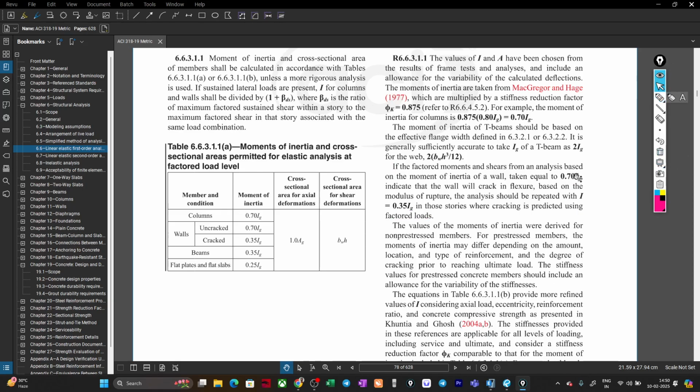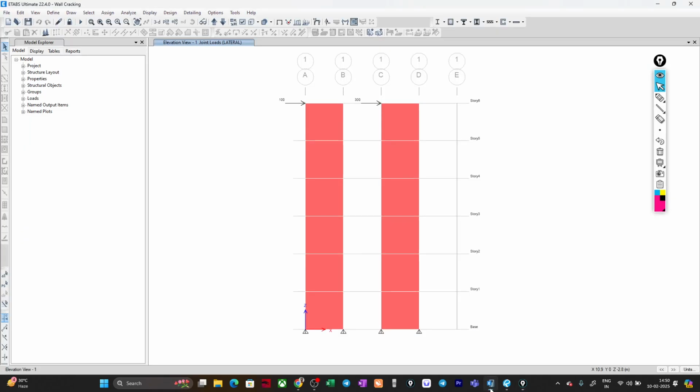First of all, we need to go with the uncracked moment of inertia, which is 0.7 times Ig. Initially, suppose this is my wall. If I draw a cross section, this is my wall, a very simple rectangle. This is suppose the D, this is suppose my thickness T, and the load is applied along this direction.